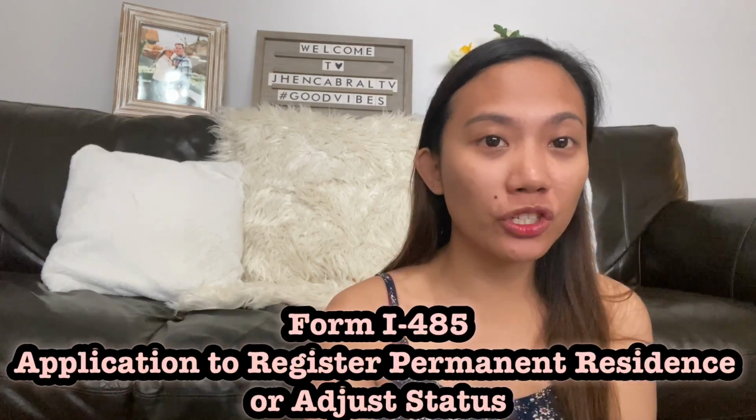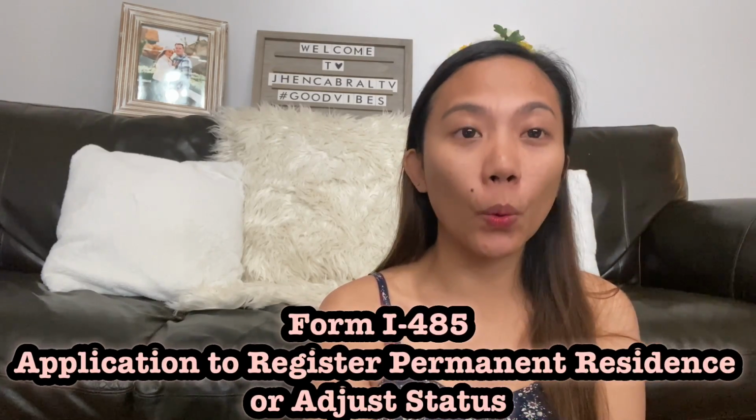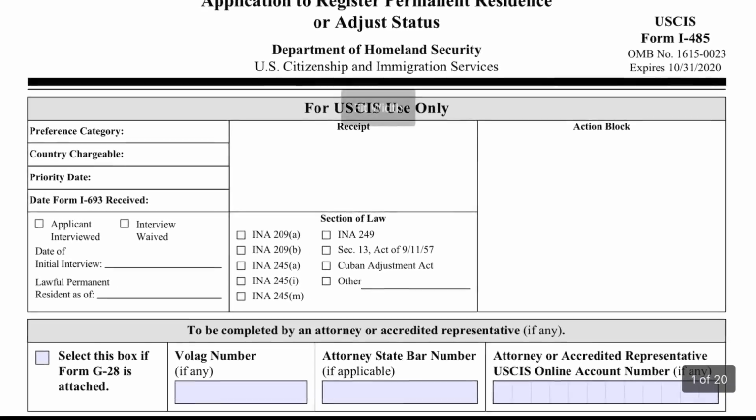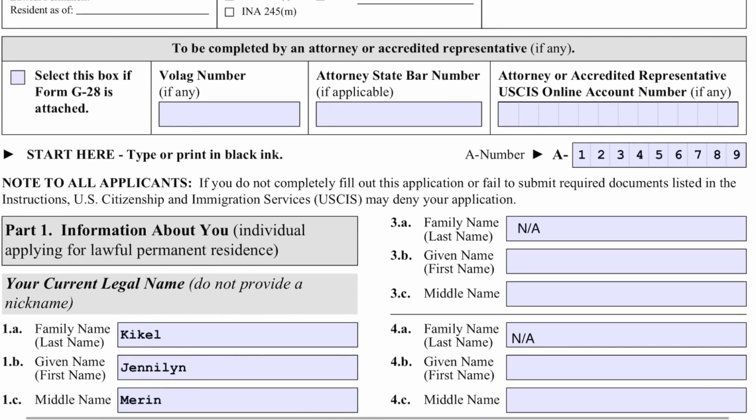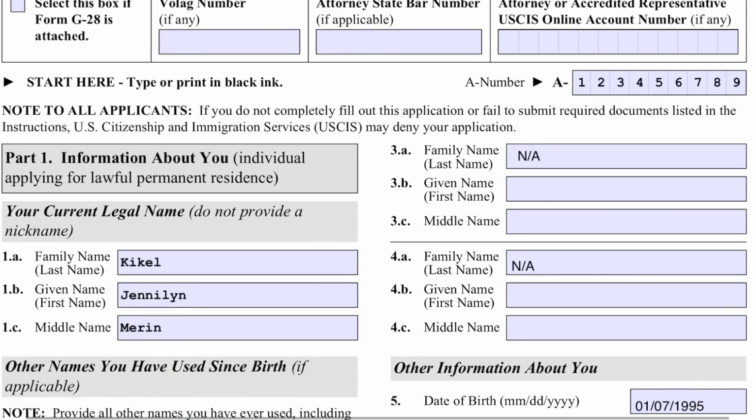Today I will help you to fill out the application to register permanent residence or adjust status. So without further ado, let's get started. So here you go. This is the application to register permanent residence or adjust status, the Form I-485. This is the updated form. So let's start here.